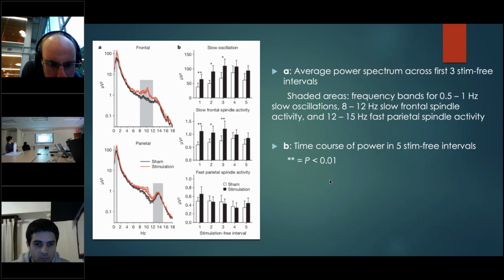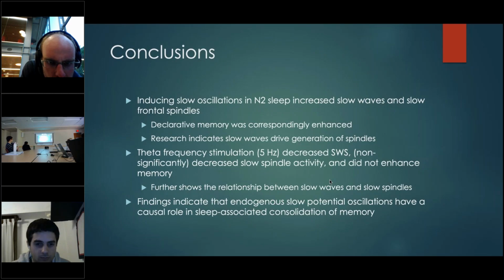And so this paper showed that inducing slow oscillations in N2 sleep increased the slow waves and the slow frontal spindle density, and declarative memory was correspondingly enhanced. And there's research indicating, which I didn't really go into, that slow waves are driving the generation of the spindles. So it would make sense that they're increasing the slow waves, and that's increasing the spindles.